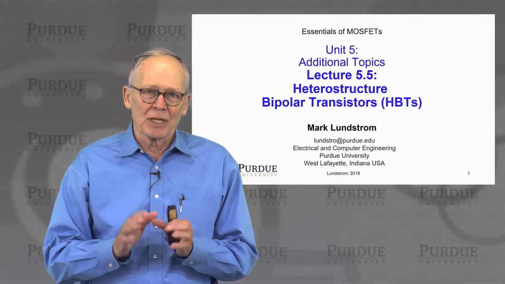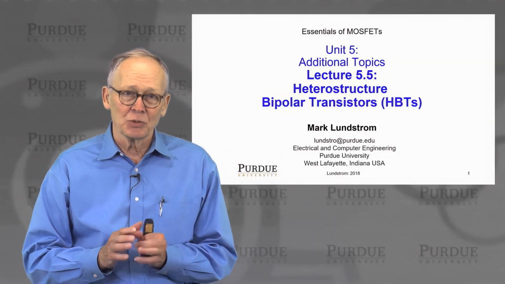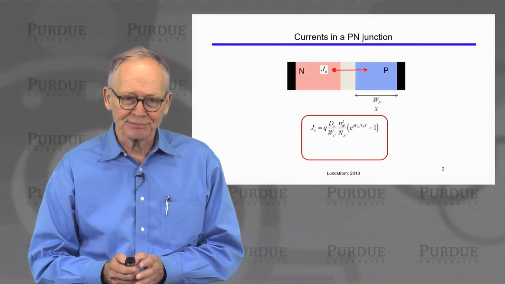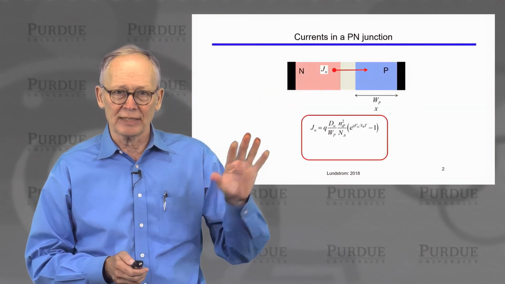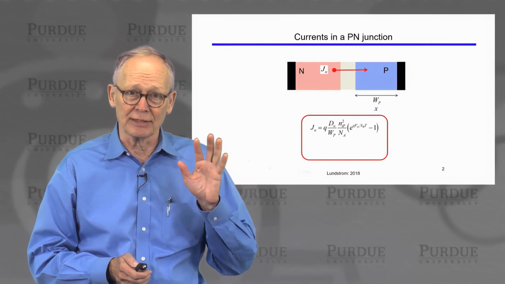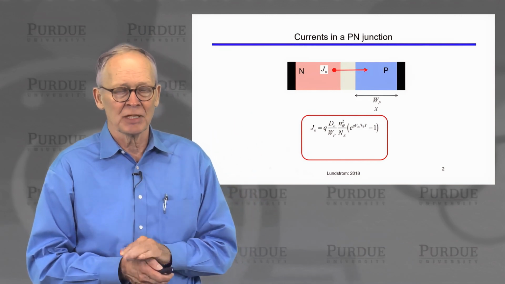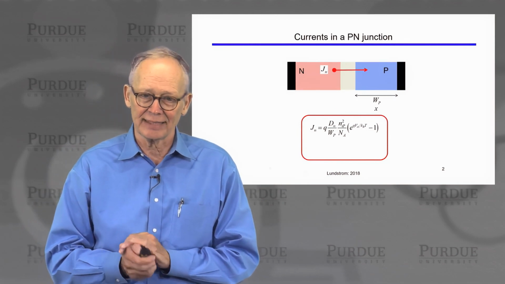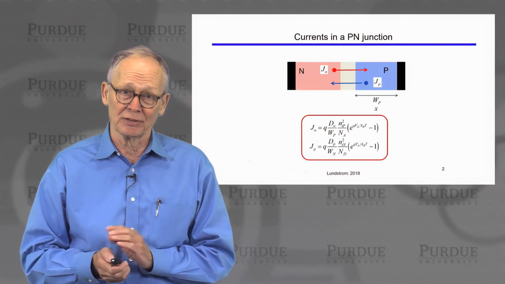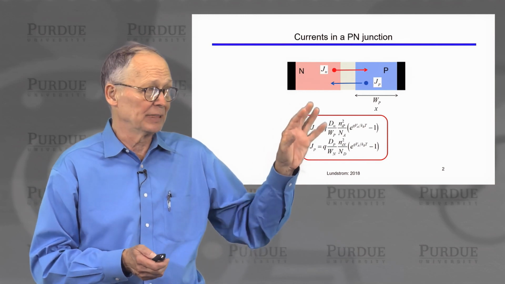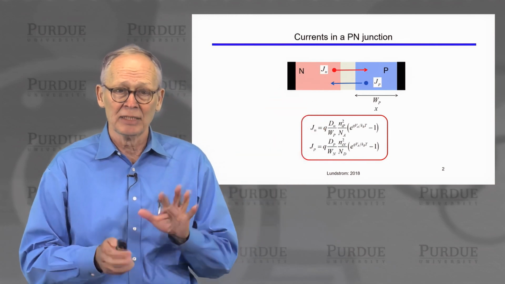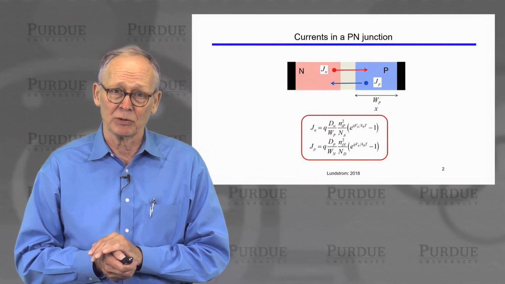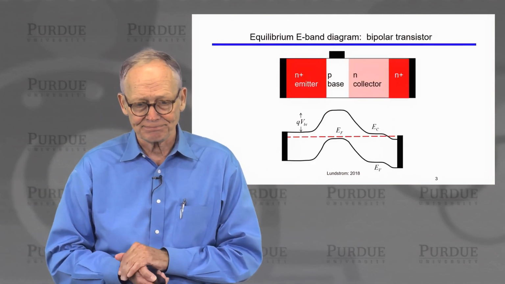Okay, welcome back. With that review of p-n junctions, we're now ready to examine the bipolar transistor. So we discussed the injection currents in forward biased p-n junctions. We lower a barrier, we get electrons injected from the n side to the p side. We also lower the barrier to holes injected from the p side to the n side at the same time. So we have these two expressions for the electron and hole currents in a forward biased p-n junction.